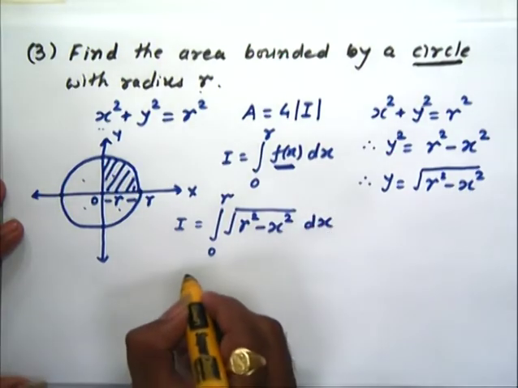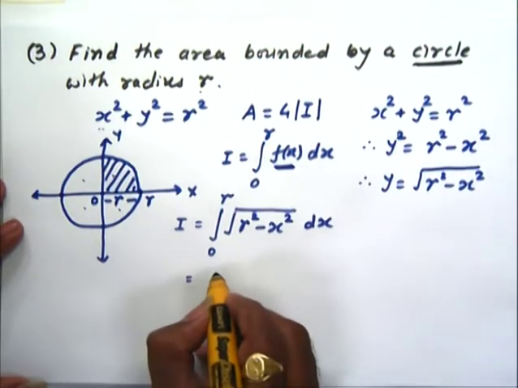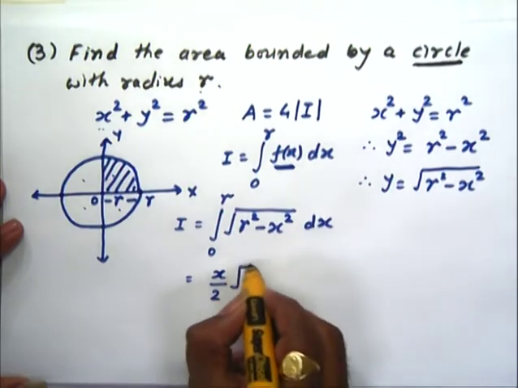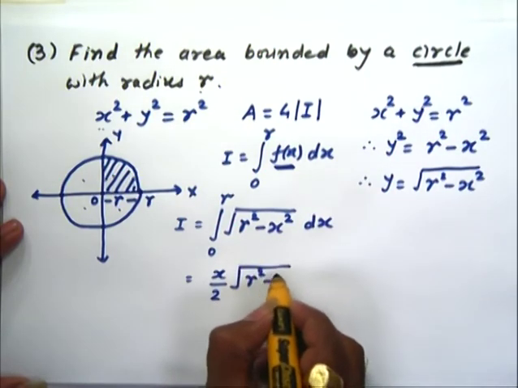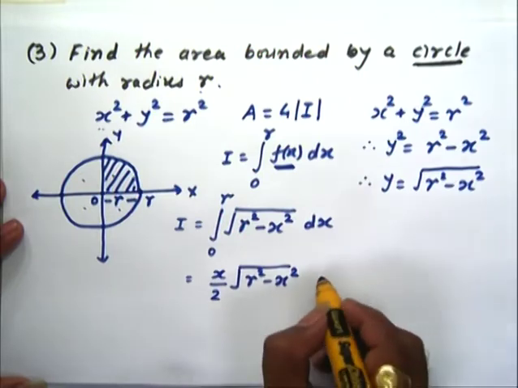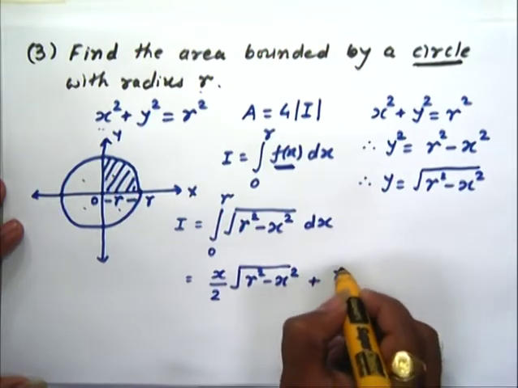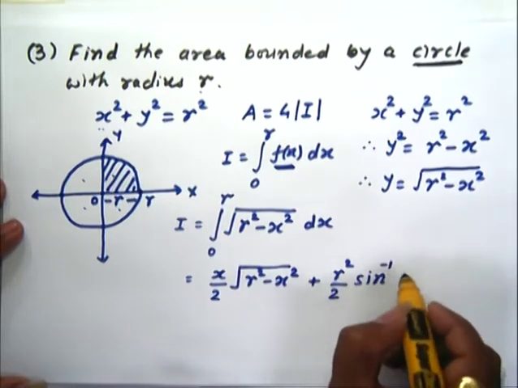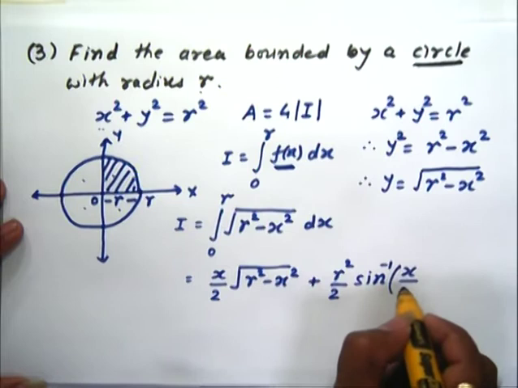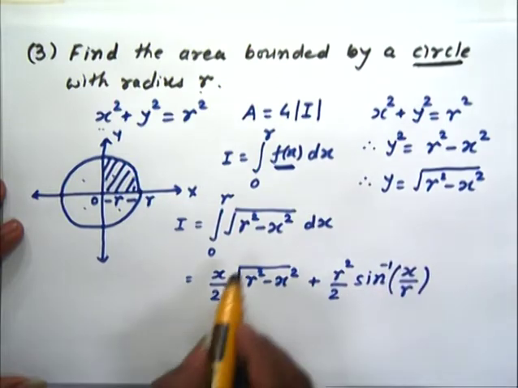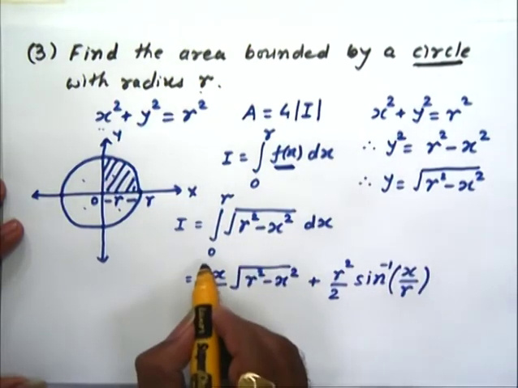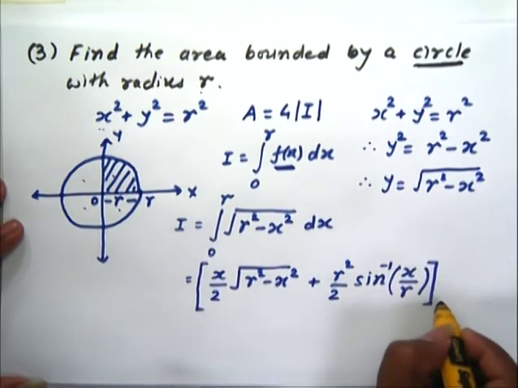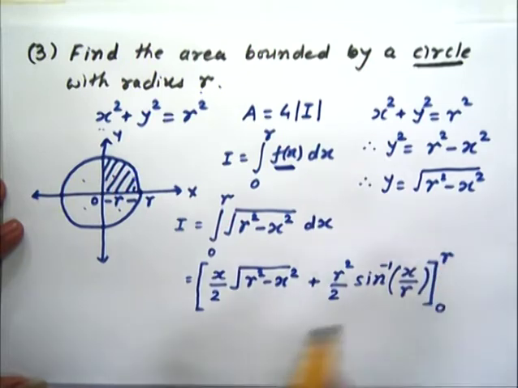Okay. Now what is the integration of this? Integration of this is x by 2 square root of r square minus x square plus r square by 2 sine inverse x upon r. This is the integration of square root of r square minus x square. But here we have definite integration, so we have to put the bound 0 to r.